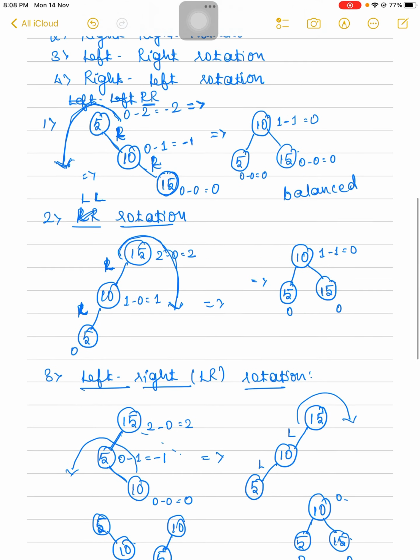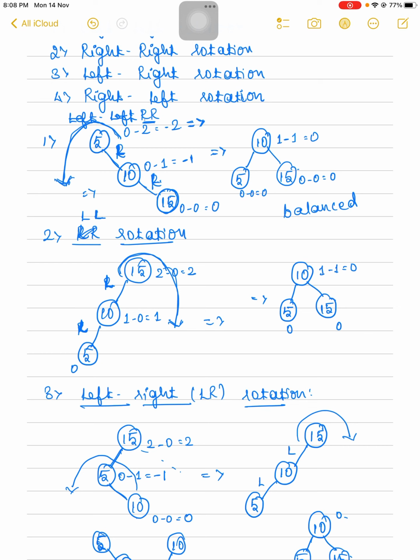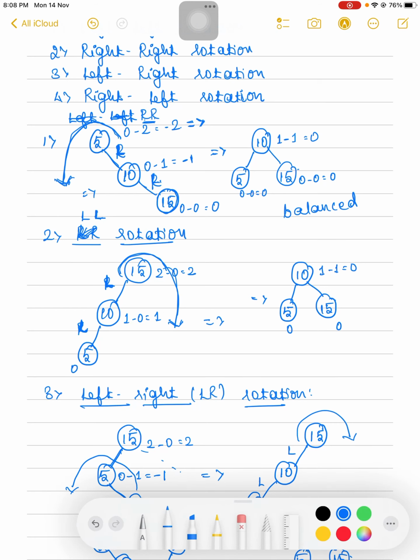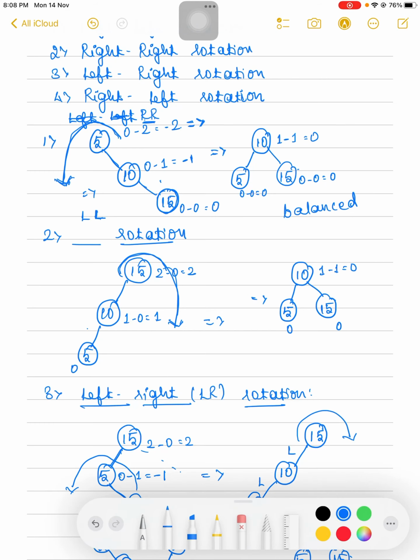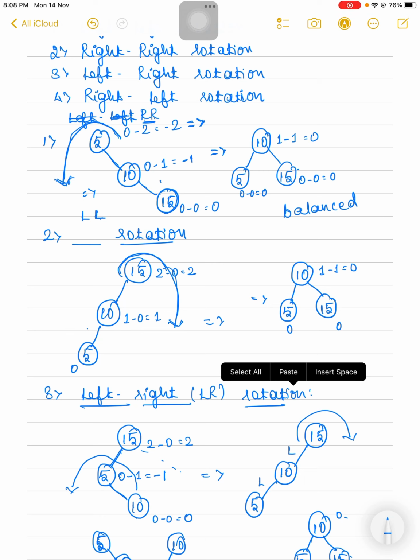There is one small correction here. Instead of writing right rotation, I have written left rotation. Please correct it. And here instead of left I have written right. So I have corrected it over here. I'll make it clear. So this is left rotation, right? This is right rotation.